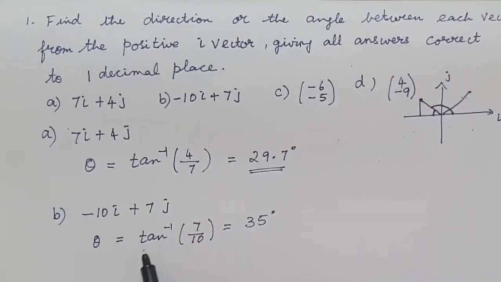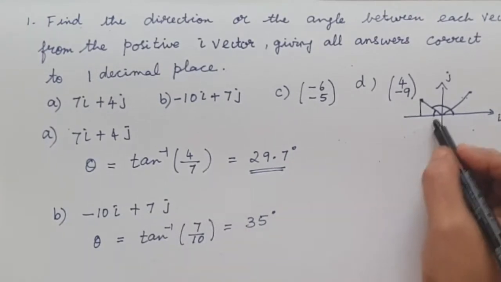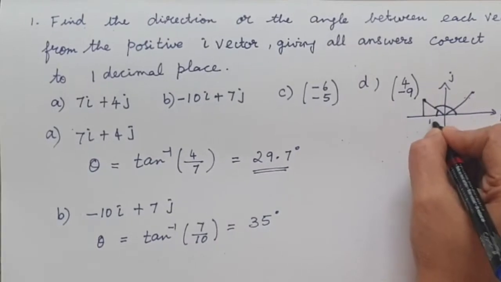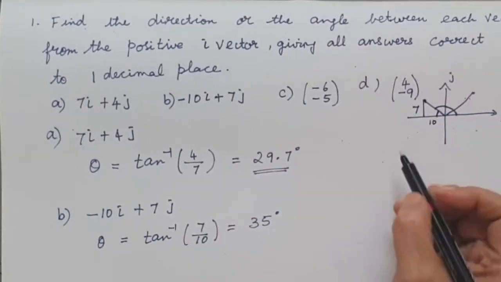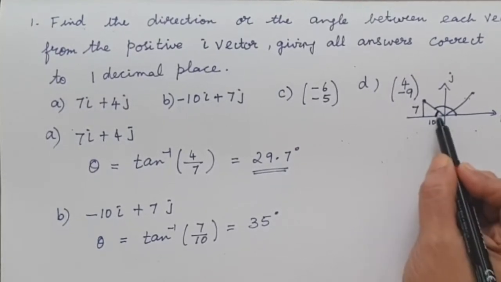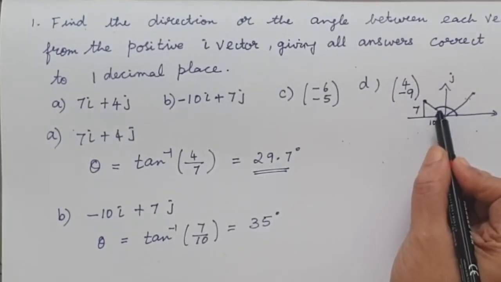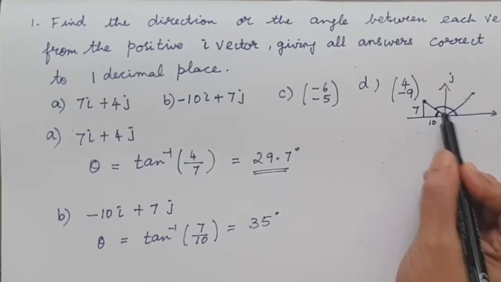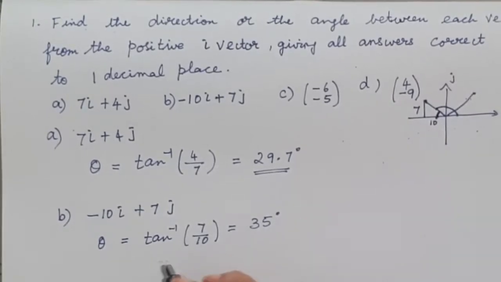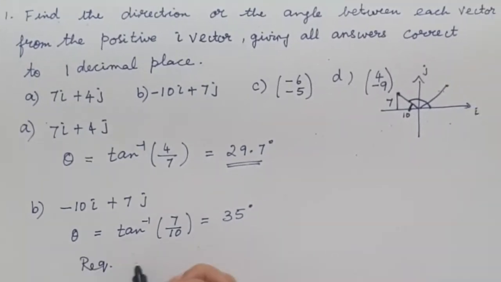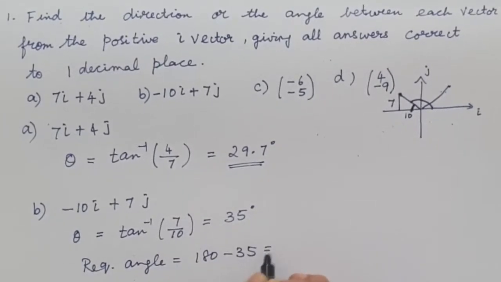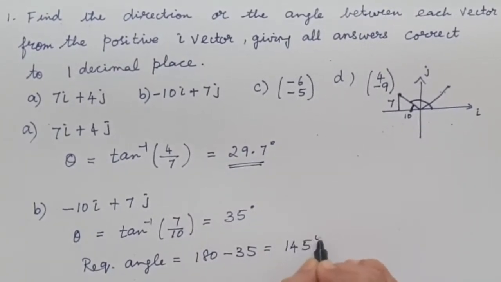For minus 10i plus 7j, the point is here, so our x value is 10 and our y value is 7. When we do it, we get this small acute angle, but we need to measure from i. So this is our required angle, and we do 180 minus this answer. Our required angle will be equal to 180 minus 35, so it will be equal to 145 degrees.